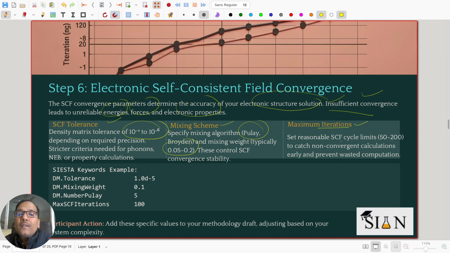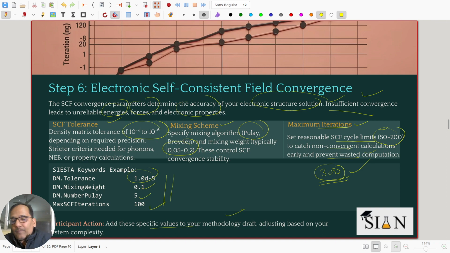And also the maximum iterations, the SCF cycles limit, 50 to 200. I generally take this as 300 for non-converging calculations, but we can save computational time by taking the range 50 to 200. So this is an example SIESTA keyword example: tolerance is this, mixing weight is 0.1, 5 Pulay, and maximum iteration is 100. Then add all these specific values to your methodology, adjusting based on your system complexity.